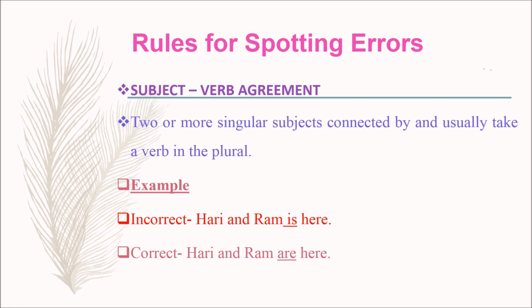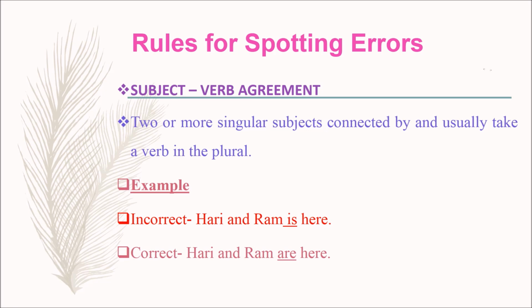First, let's see subject-verb agreement. So the rule is 2 or more singular subjects connected by and usually take a verb in the plural. For example, Hari and Ram is here. It is an incorrect sentence, whereas Hari and Ram are here. It is a correct sentence. Why? Because the rule is 2 or more singular subjects connected by and usually take a verb in the plural.